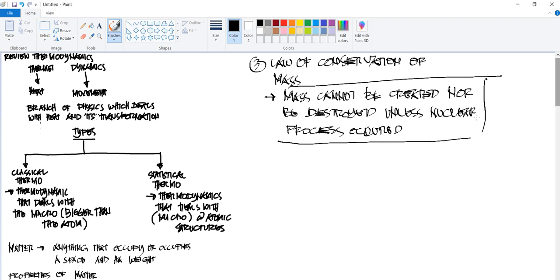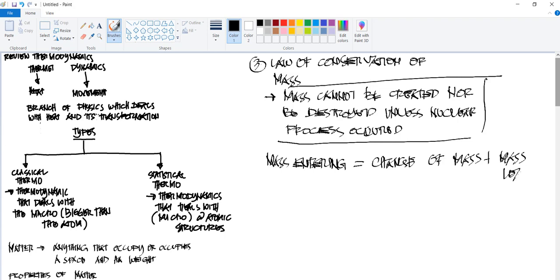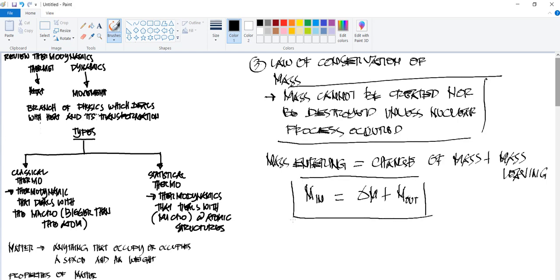So where your mass entering is equal to the change of mass plus the mass leaving the system. Or it can be defined as the mass in is equal to the change in mass plus the mass out. So that defines the law of conservation of mass.